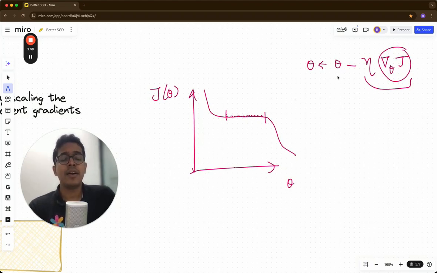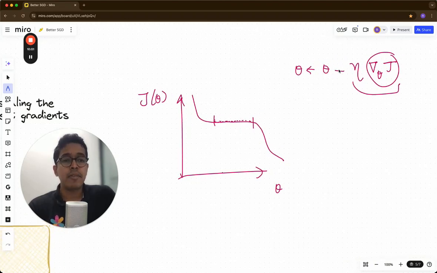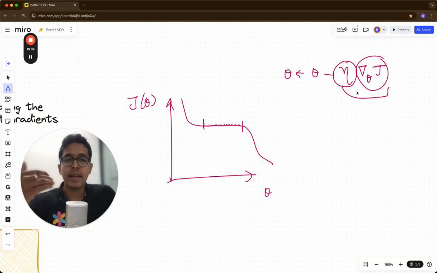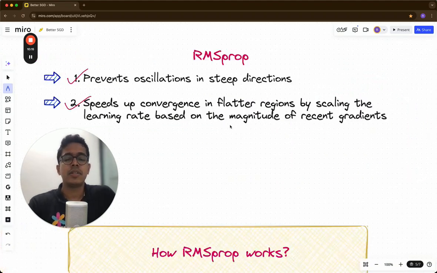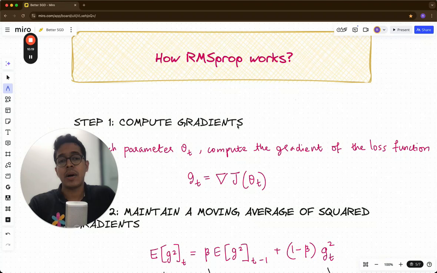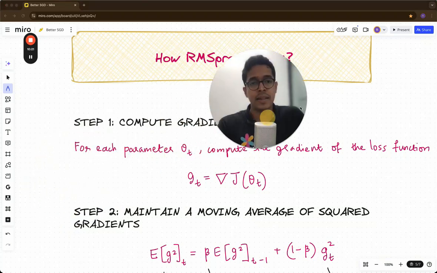But if we had an option to have an adaptive learning rate, even if the gradient of the loss function is very small, you could increase the learning rate to take bigger steps. So instead of moving in small steps, you could take bigger jumps, right? So this is something that RMSprop can do. So let's discuss mathematically how RMSprop works and how to implement that.